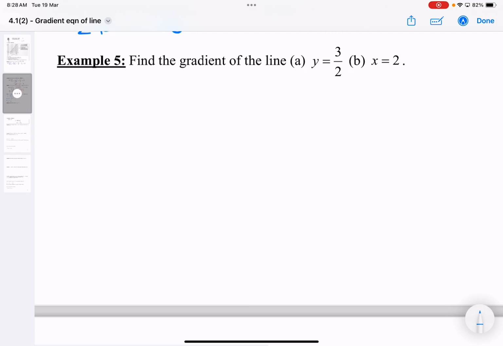Find the gradient of the line y equals 3 over 2 and x equals 2. Now, this one is a concept question. If you are the kind that applies formula, you will not be able to do this question. So how are we going to do this question? You must first understand what it means to have a line y equals 3 over 2.